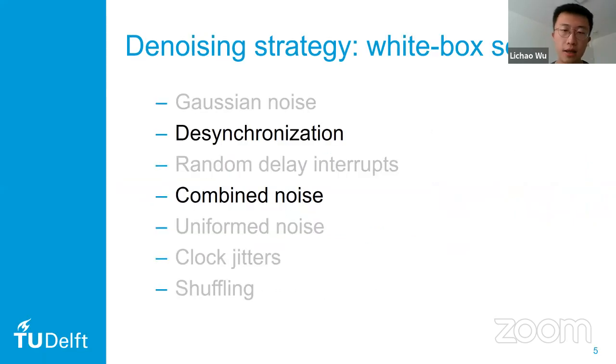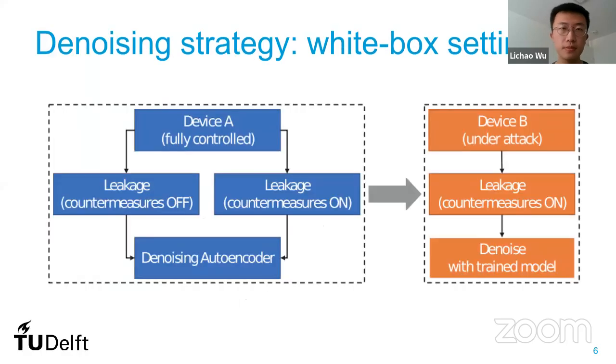To validate the usage of the denoising autoencoders, we designed two different denoising strategies: for white box settings, which is for the evaluation scheme, and for black box settings, which is for the attackers. Due to the time limit, we only show two different types of noise and countermeasures. The first is desynchronization, and then there's combined noise. For the rest of them, you can find them in the paper.